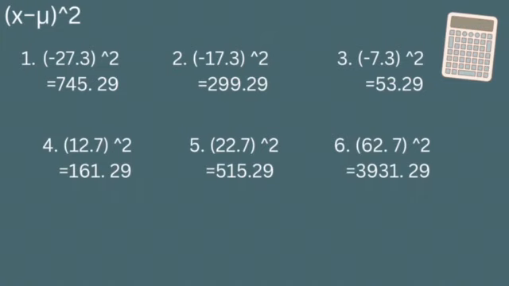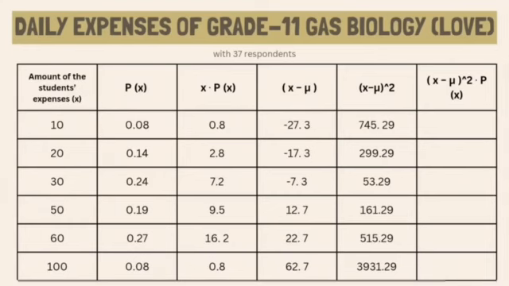The solving goes on. Negative 17.3 raised to 2 will result to 299.29. Negative 7.3 raised to 2 will be 53.29. 12.7 raised to 2 will be 161.29. 22.7 raised to 2 will be 515.29, and 62.7 raised to 2 will be 3,931.29. Just as we always do, we will add all the answers to the row which has the corresponding formula of what we have solved.